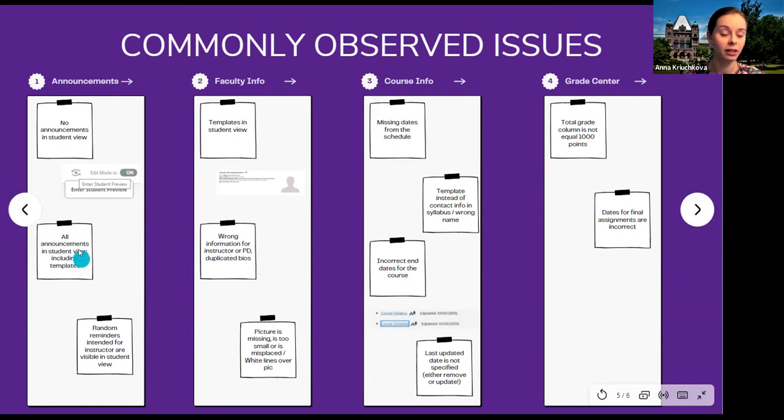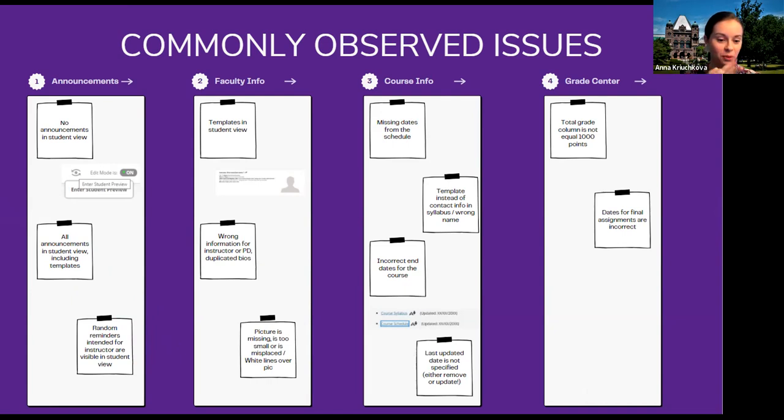Another thing that might be happening in the course shell is all announcements in student view are visible, including templates. As a student myself, I would find it a little bit discouraging to go into the course shell and realize that all of the announcements are already in there. It takes away the impression that the instructor is working in the course shell every week to communicate with the students. So we are ensuring that all the templates are disabled from the student view.